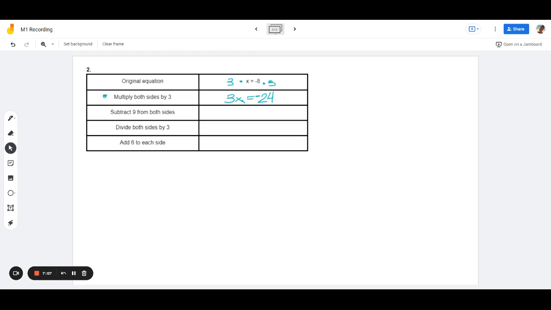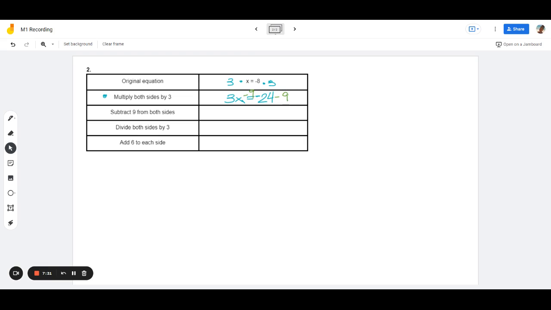Anytime the signs are different when you're multiplying or dividing, you always end up with a negative. If the signs are the same, you end up with a positive. All right, then we want to subtract 9 from both sides. So we want to subtract 9. So we have, let me write that the same way I did before, minus 9, minus 9.